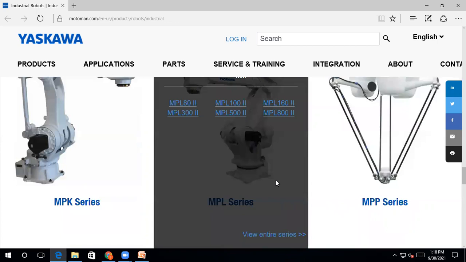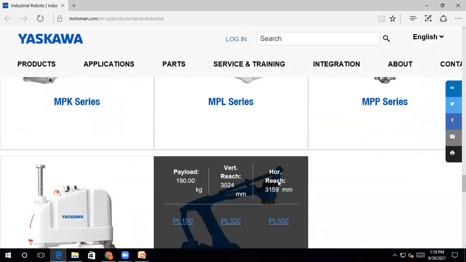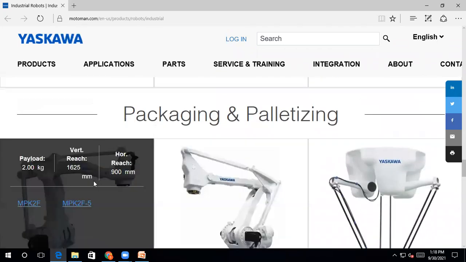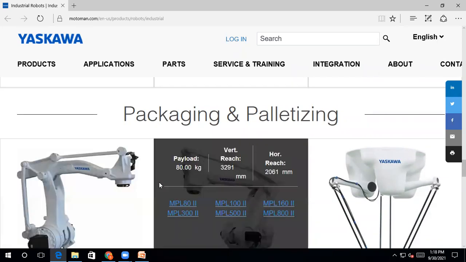This is a Delta robot, MPP series. Now this is the MPK series, first robot. Its payload is 2 kg, vertical reach 165 mm, horizontal reach 900 mm. Vertical reach means the maximum distance traveled vertically by the robot arm or robot end effector. Horizontal reach is the maximum horizontal distance traveled by the robot arm or the robot end effector from its base.